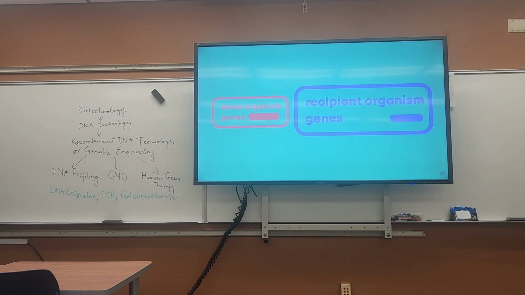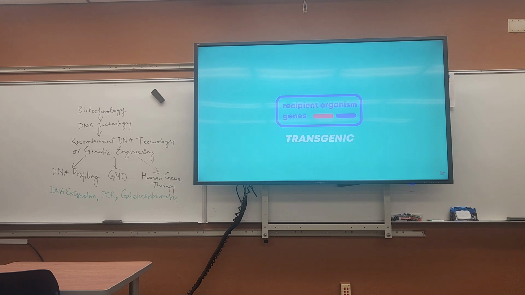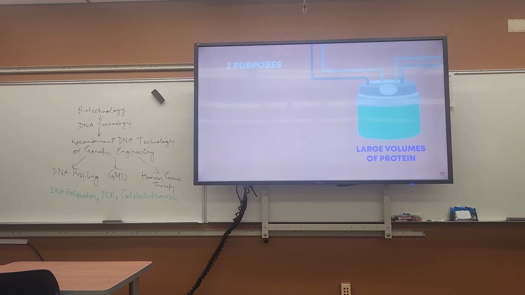Genetic engineering involves removing a gene from one organism, which is called the donor, and transferring it to another organism, which is referred to as the recipient. The recipient is called a transgenic organism, or a genetically modified organism. There are two basic purposes of genetic engineering. Sometimes, we require large volumes of a particular protein to be made. Scientists use transgenic microorganisms to produce large volumes of this protein. For example, insulin, growth hormone, or vaccines.